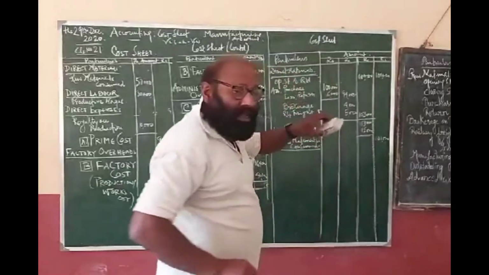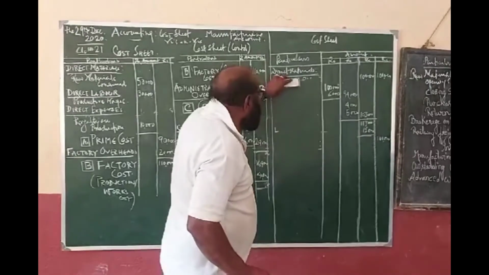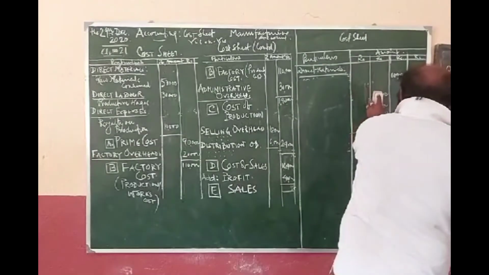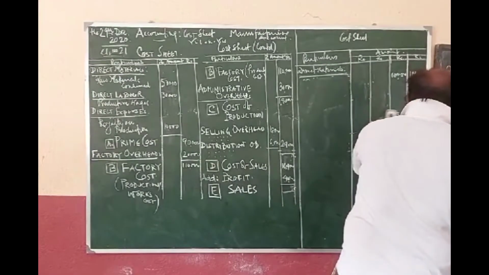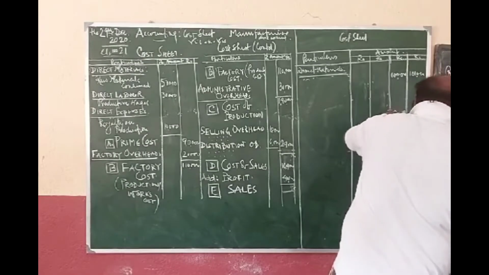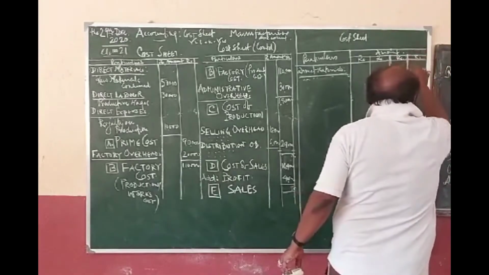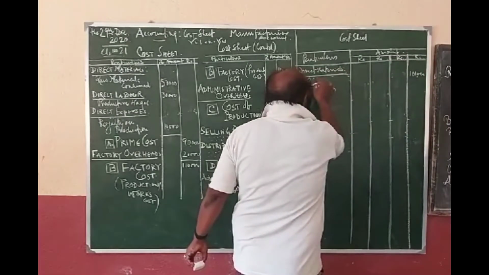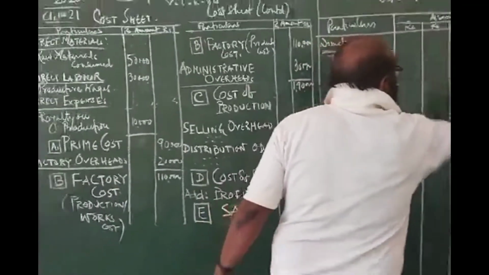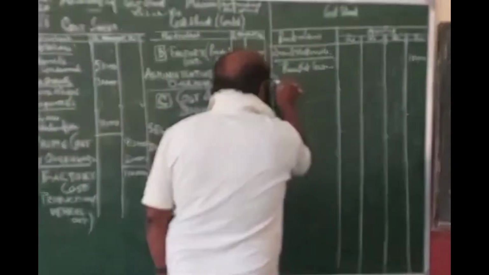So this is a detail of the computation of the raw material consumed. Because of the paucity of the space, I have done it. Here, raw material consumed is 1,01,000. Then what should be direct labor?